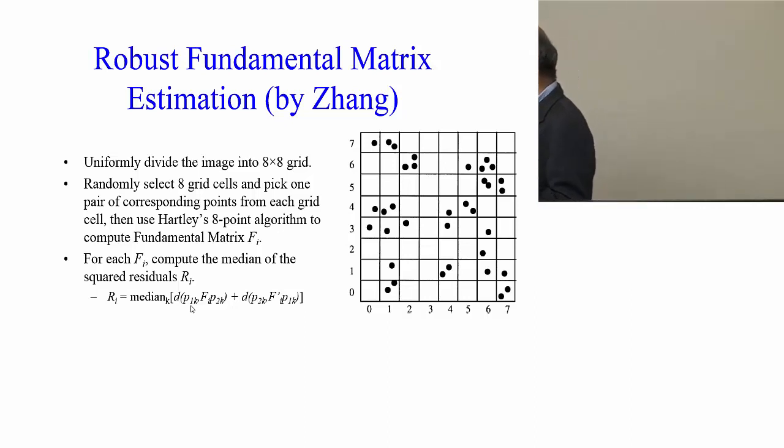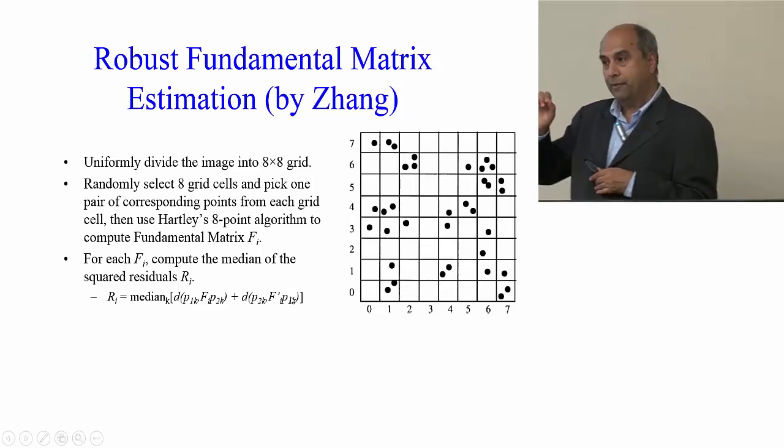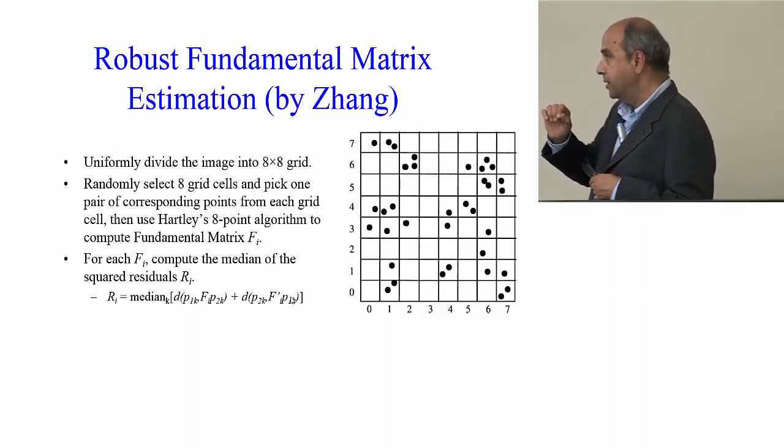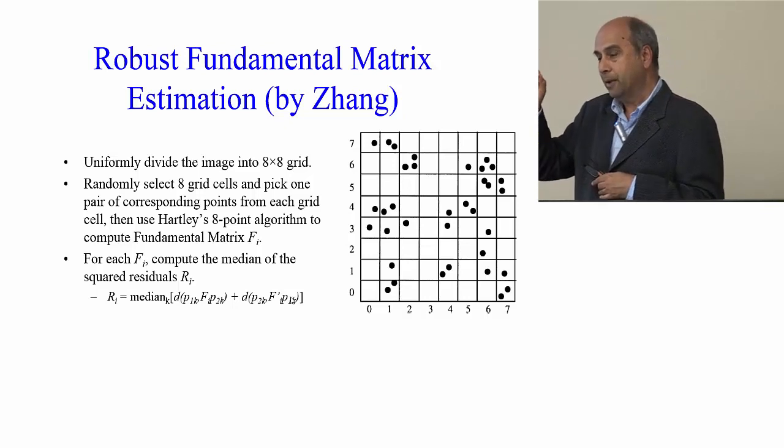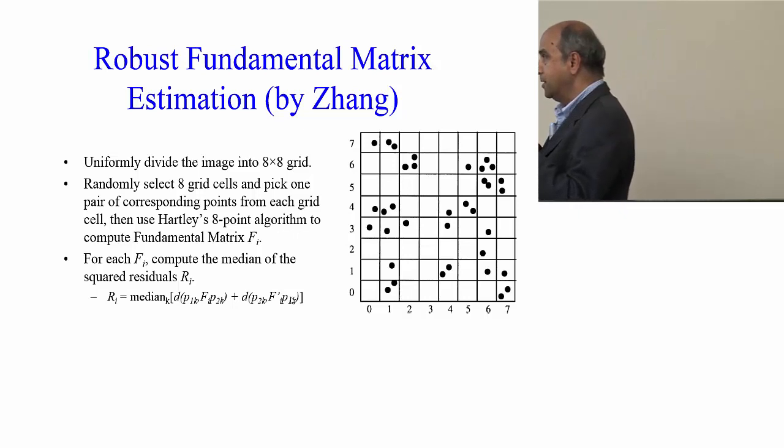And you want to do the same thing. You want to take the point in the first image, apply the fundamental matrix, go to the second image, and see how far it is from the line, and take that error. You add up that error, and that is the residual error.